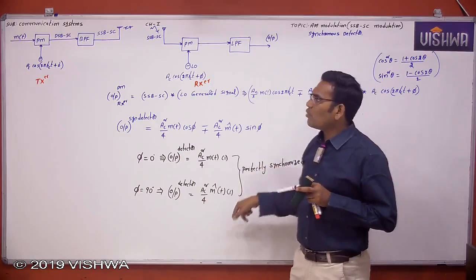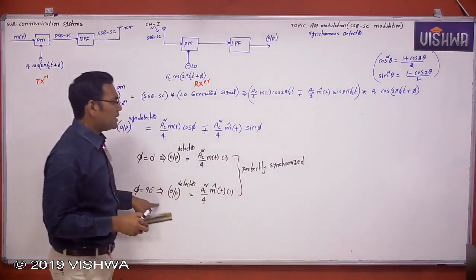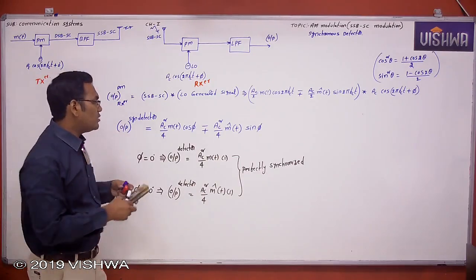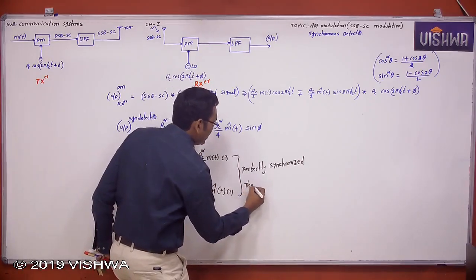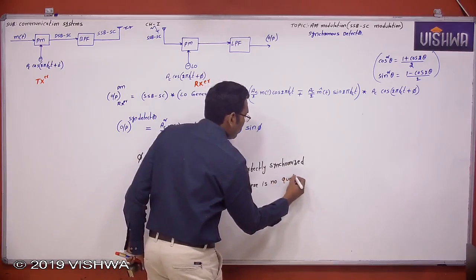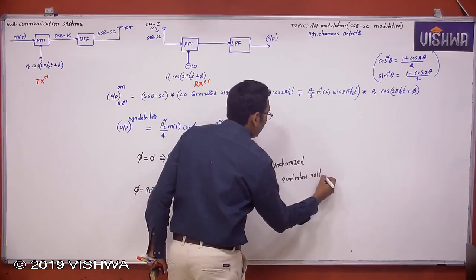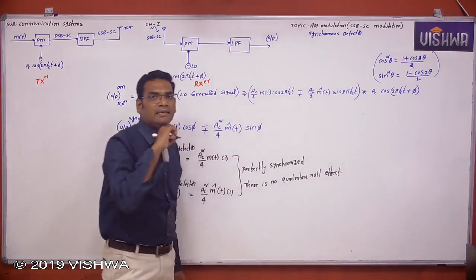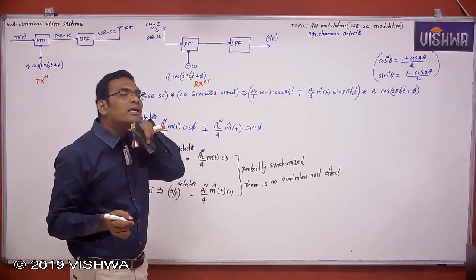But what about the quadrature null effect in the case of SSB-SC? When the phase is 90 degrees, the output is a message signal. So there is no quadrature null effect in the case of SSB-SC. This is another great advantage of SSB-SC.